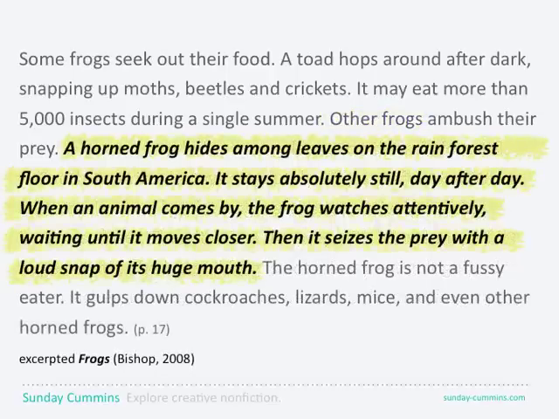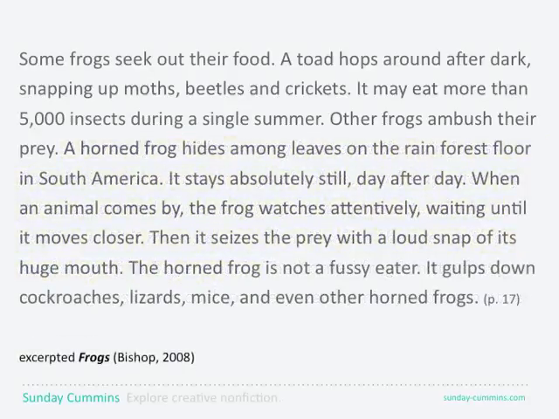The next sentence introduces the horned frog, the frog that ambushes its prey, and then the author includes a four-sentence descriptive sequence of the horned frog's ambush of prey. Take a moment to reread these sentences and notice the sequence of events described, and then I'll continue.